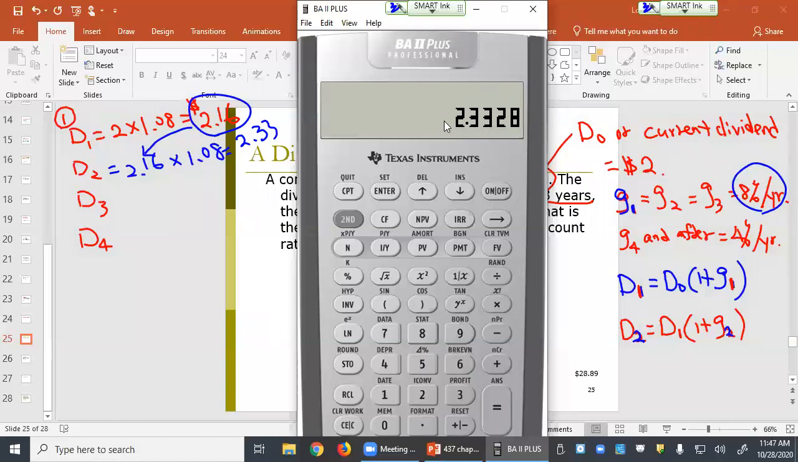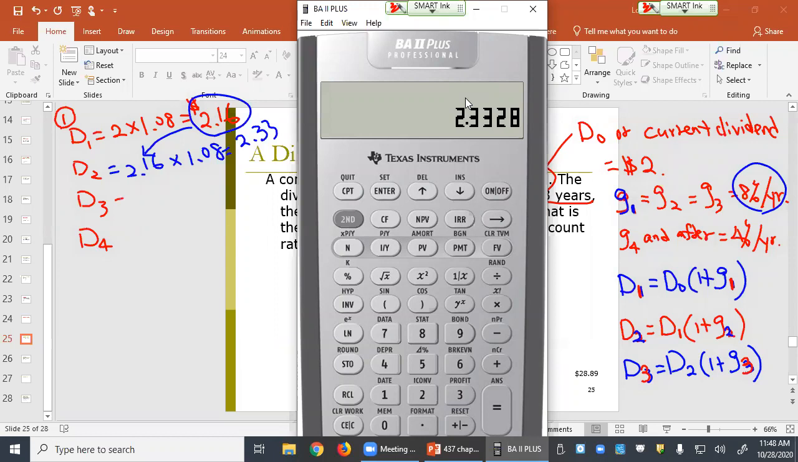So that means when I calculate D3, I will have to use this output here. How do I find D3? Again, we're going to start with the previous dividend, which in that case will be your D2. Then we multiply it by 1 plus G3. Again, if you're solving for D3, you have to plug in G3. So make sure to match the timing of your growth rate.